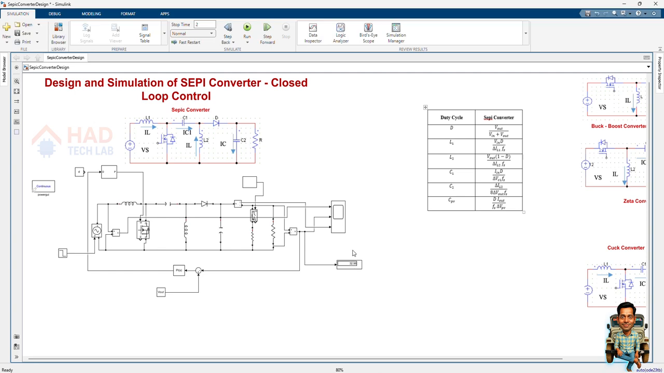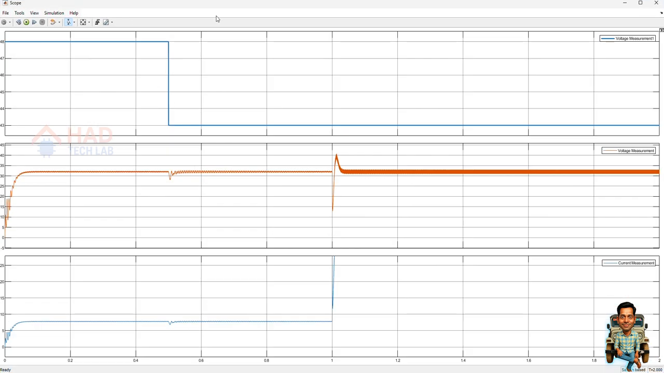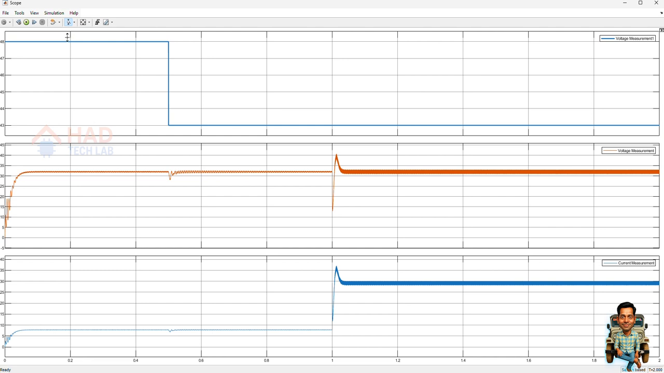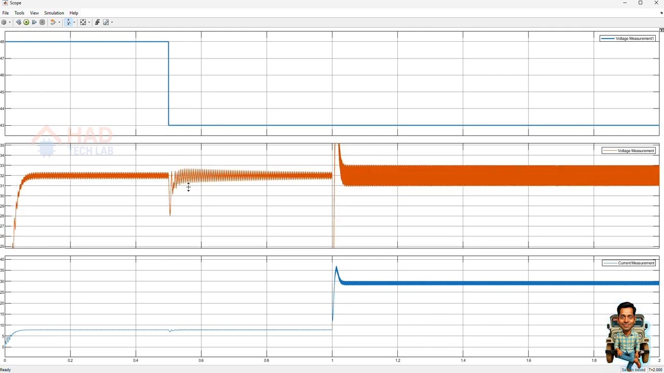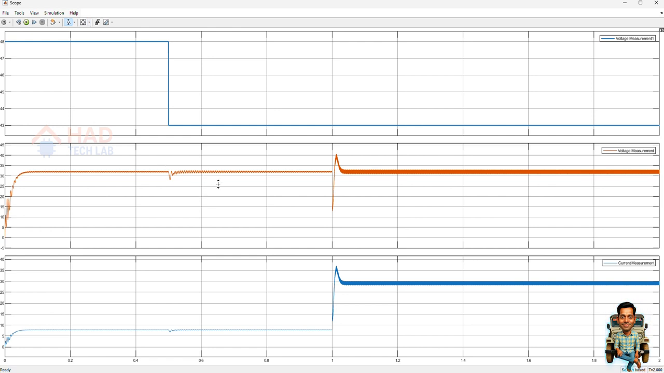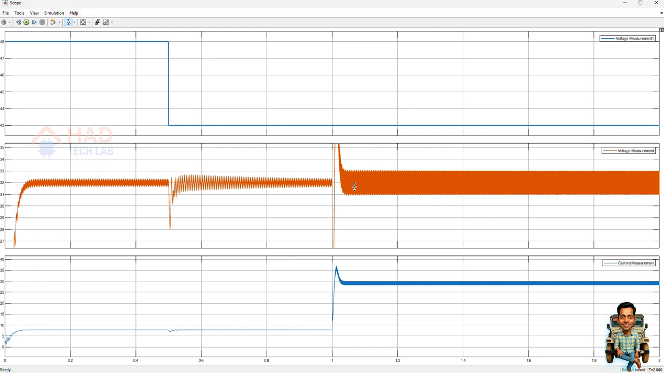You can see here at 0.5 second it more or less maintains the same voltage. See here the output voltage. This is the input voltage. At 0.5 second the input voltage of 48 volts is reduced to 43 volts. At this point you can see some oscillations, because I didn't tune my PID controller properly, for the purpose of understanding the concept. Then at exactly 1 second we add another resistive load. See here, the voltage is nearly maintained at 32. This is the closed loop control of the SEPIC converter with the help of a PID controller.